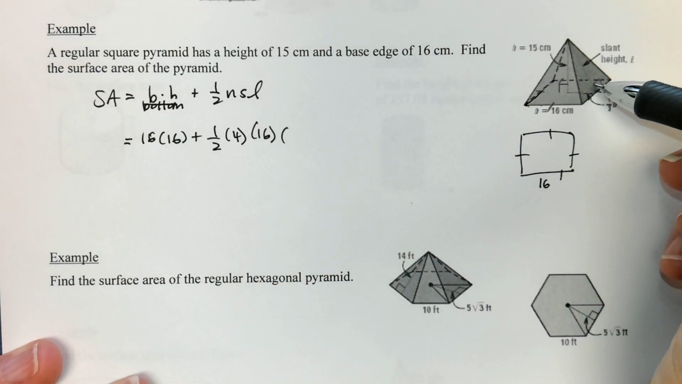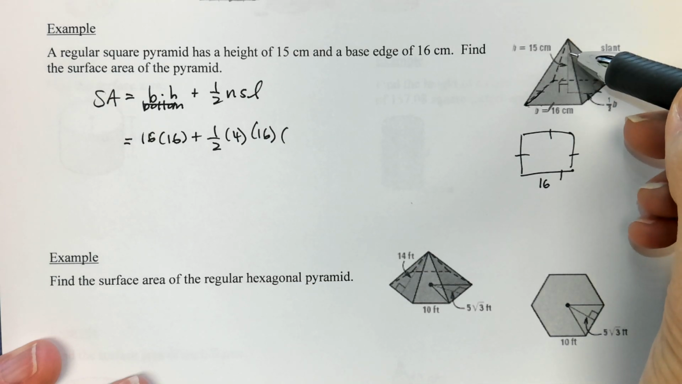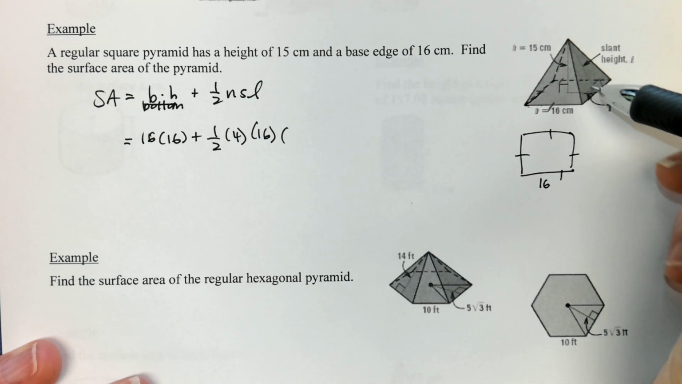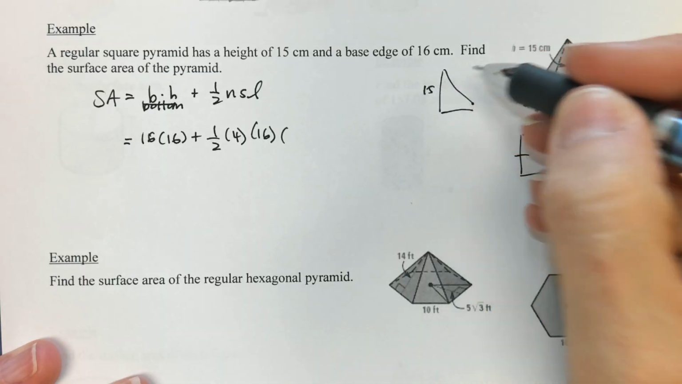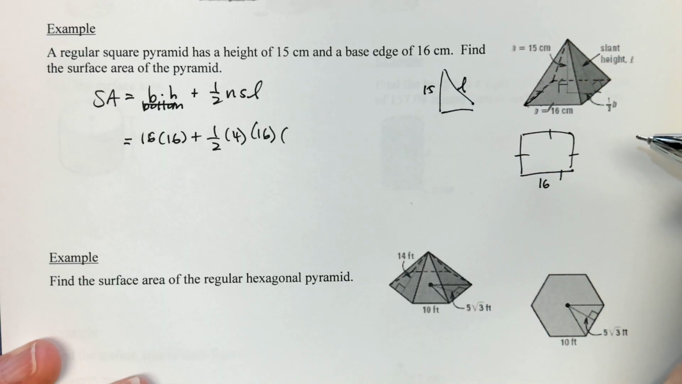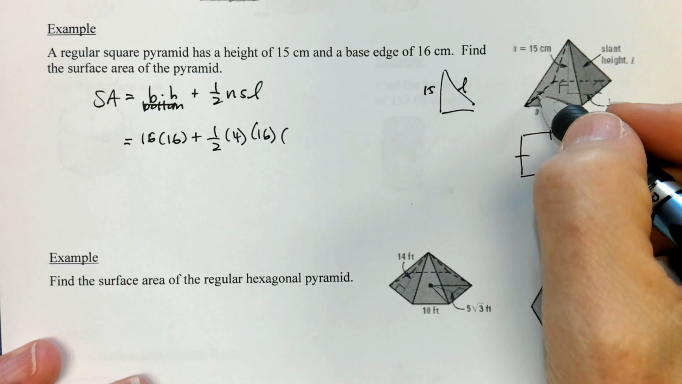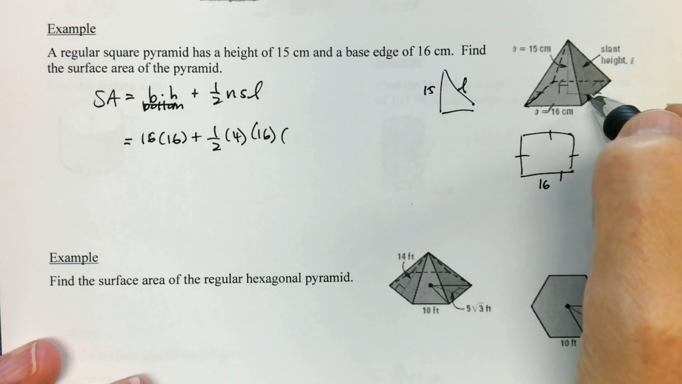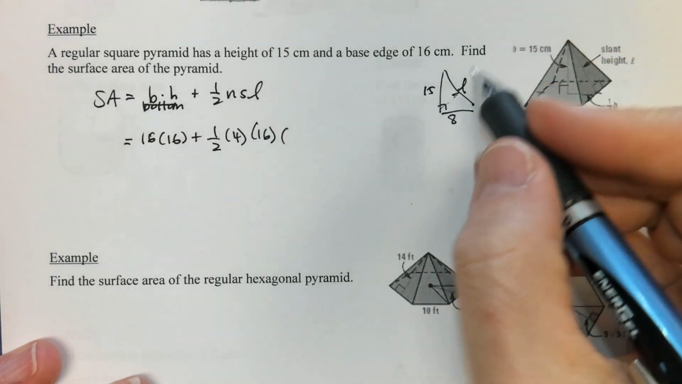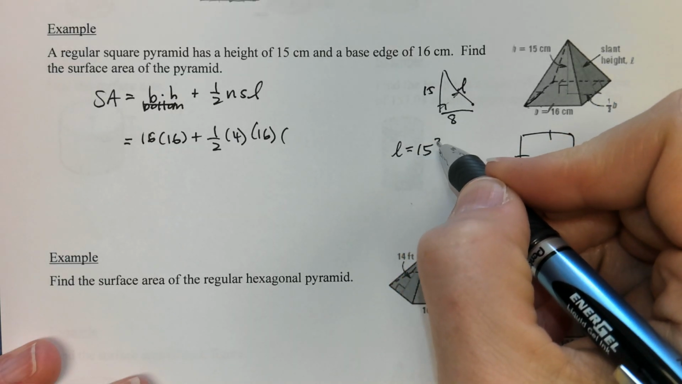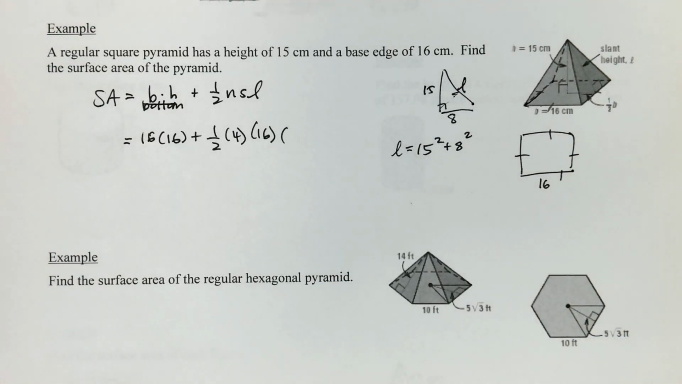And then slant height is what I don't have. I have regular height, but I do not have slant height. So I'm going to draw that triangle right over here just to get a look at it. 15 is my regular height. Slant is what I don't know. And then my base, remember the whole thing is 16, so we're just using 8. This is where my 90 is, so my slant height is my hypotenuse. So I have 15 squared plus 8 squared.